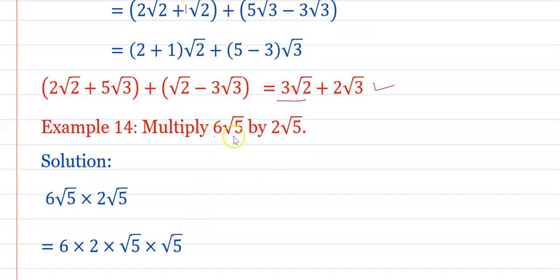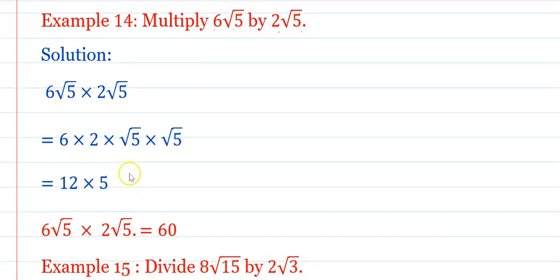Multiply 6 root 5 by 2 root 5. Here 6 root 5 into 2 root 5. 6 into 2 is 12, and root 5 into root 5, you will get 5. How is it? We can write it as the root of 25, and that is nothing but 5. Therefore, root 5 into root 5 gives 5. 12 into 5, here 60.